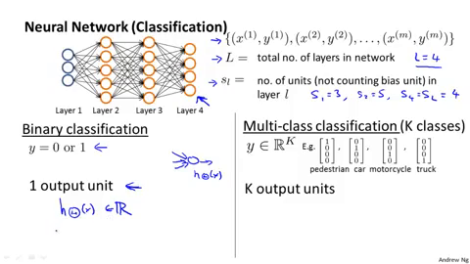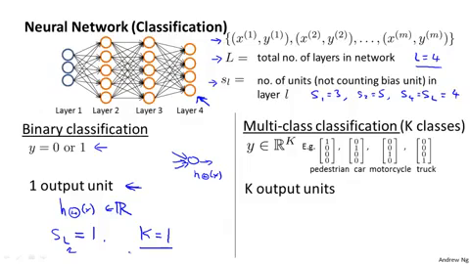And in this case, the number of output units s_L, where L is again the index of the final layer, because that's the number of layers we have in the network, is going to be equal to 1. In this case, to simplify notation later, I'm also going to set K equals 1. So you can think of K as also denoting the number of units in the output layer.